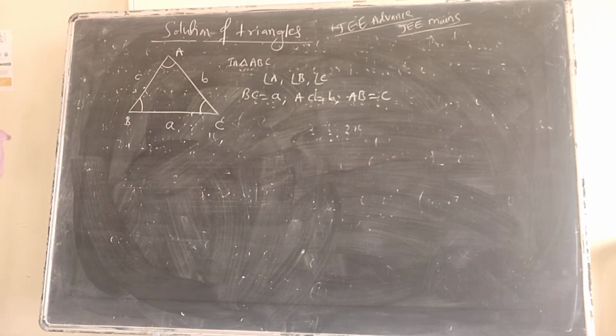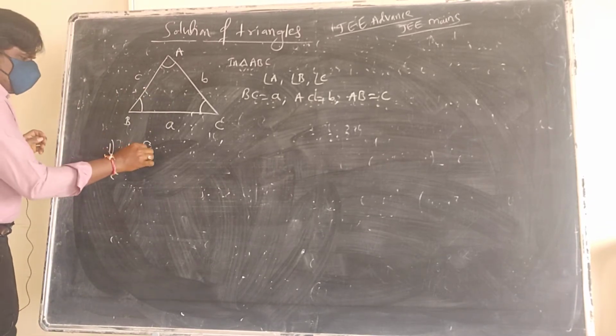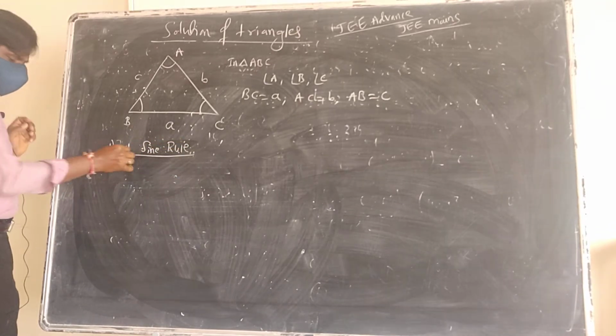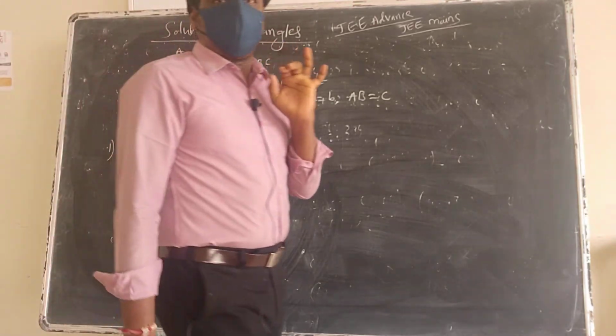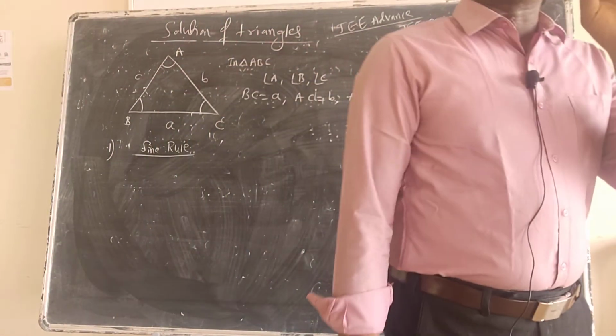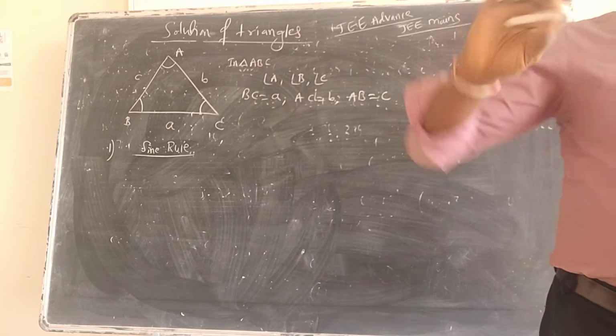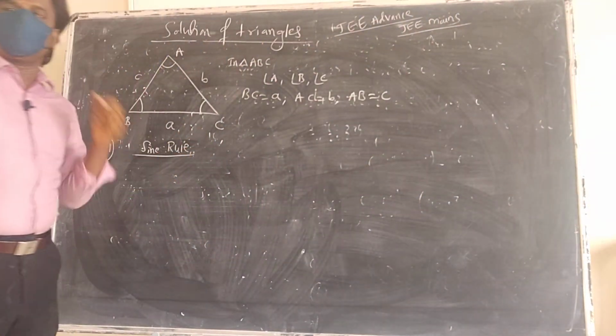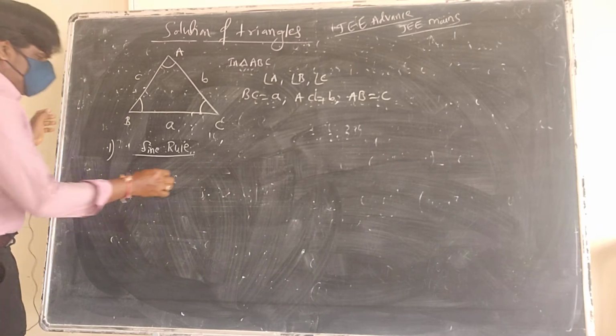Now the first rule is called the sine rule. There are 2 rules, sine rule and cos rule. Your boards have only the sine rule and cos rule. For JEE you have more than that. So first I am going to explain the sine rule. What does the sine rule say?